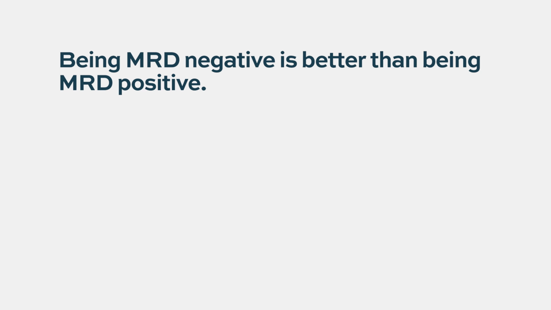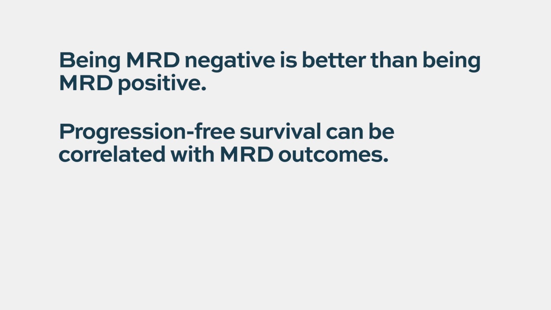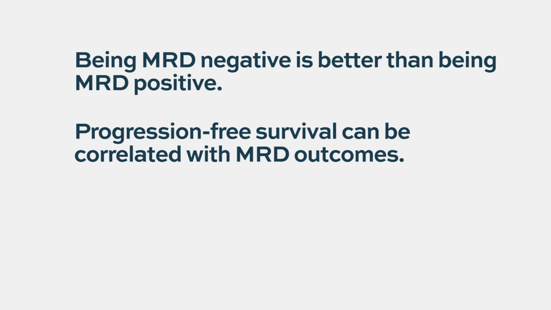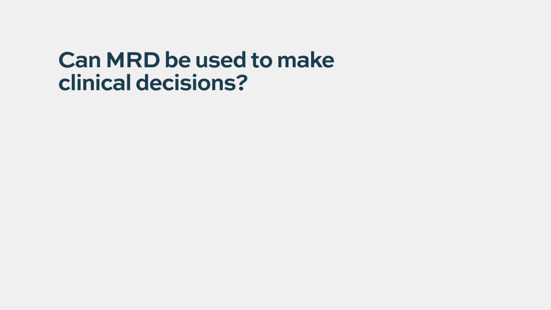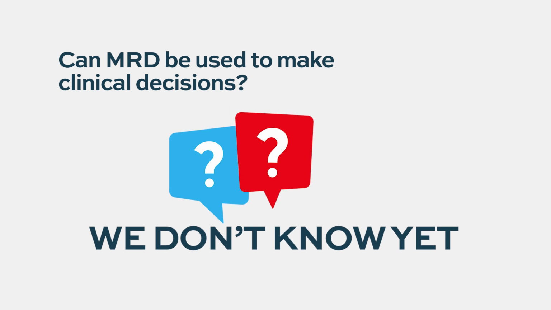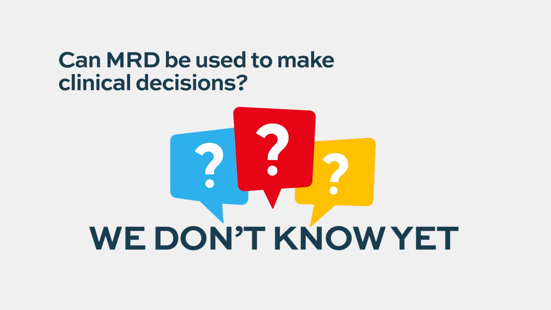A lot of people want to know how we can use MRD. I always make the joke that MRD is like wedding china. It's great to have, but you don't know what to do with it, right? We know a couple of things about MRD. Being MRD negative is better than being MRD positive, and you can correlate progression-free survival with MRD outcomes, so that's good. But how do you get there? Do we use MRD as a decision-making point? That we don't know yet, and we don't know if overall survival is going to be a pertinent endpoint.